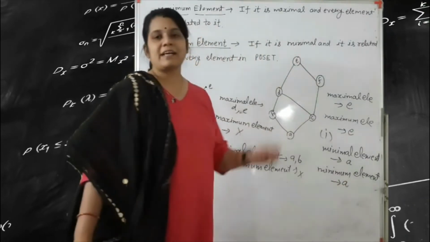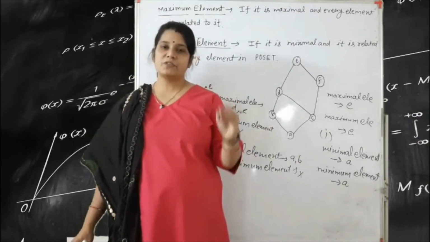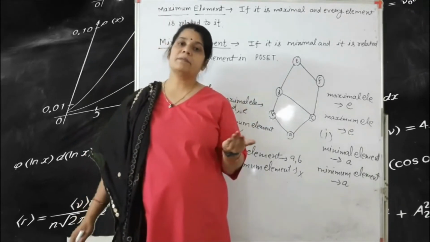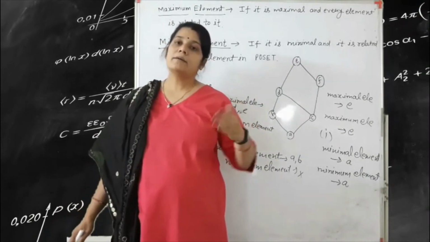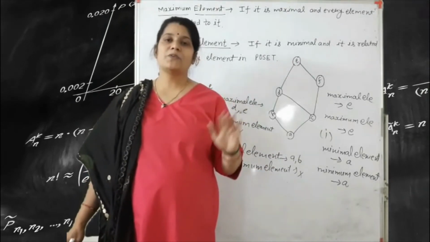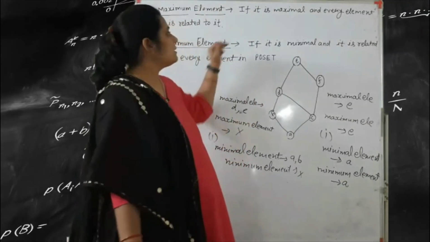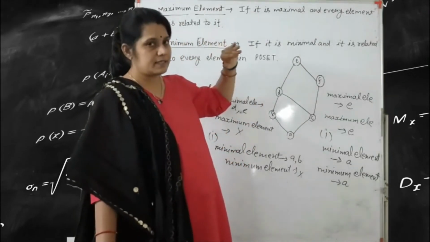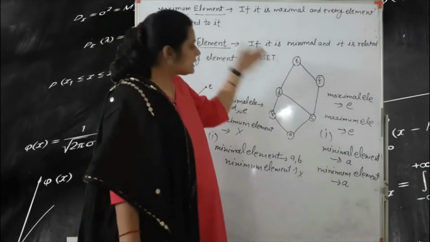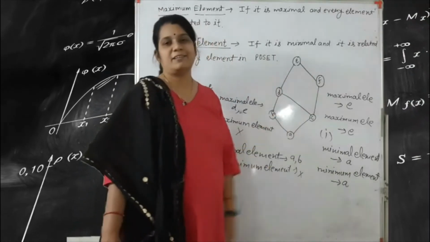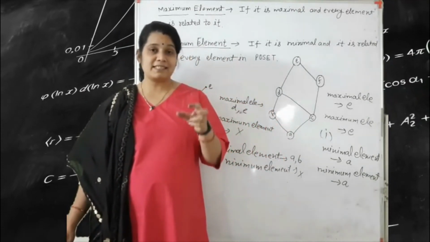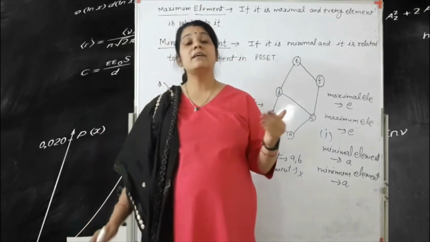Got it? So the maximum element and minimum element are always unique. Don't be confused here. In any Hasse diagram, the maximal and minimal elements are present in one or more than one. But the maximum and the minimum elements are always unique. So for the maximum element, every element is related to it, and for the minimum element, it is related to every element. Okay, so this is a very easy example and a very interesting topic: maximal, minimal element, and maximum and minimum element.